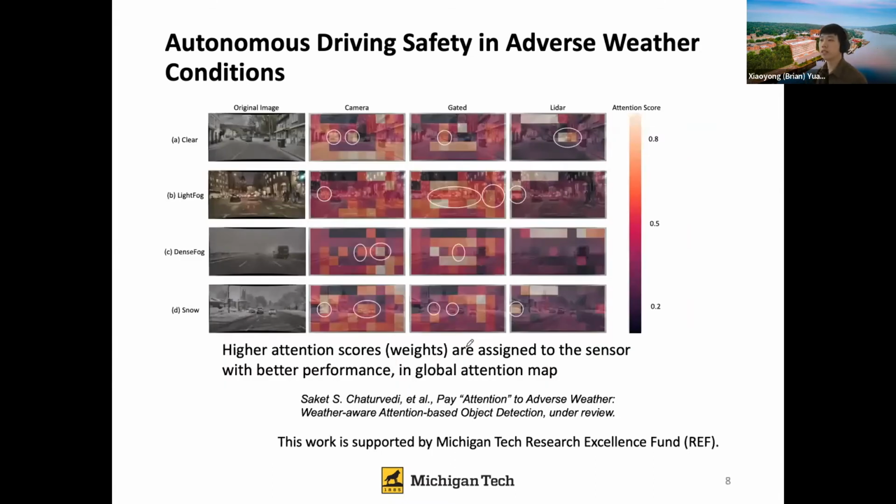And here is the global attention map we derived on some of our data. We can find that for some patches, we can assign higher weights to certain sensors with better performance. The lighter color for each patch indicates the higher weight we assign to a certain sensor. Based on different weather conditions, we can assign different weights to different areas in the image. So we achieved, I would say, better performance than most of the existing multimodal fusion models on adverse weather.